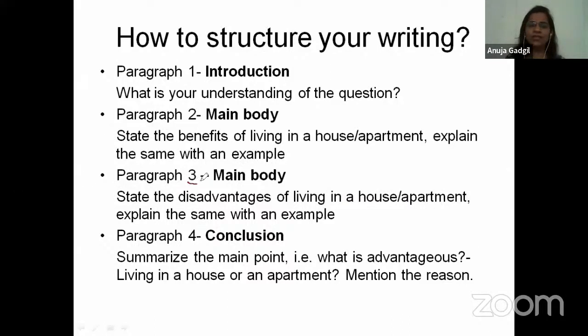So paragraph 3 is over. Paragraph 2 talks about how you want to live in an apartment, it is advantageous. How? Give examples. You don't want to live in a house, it is disadvantageous. How? What are the disadvantages? Give examples. Now finally, what you do is you write a conclusion.